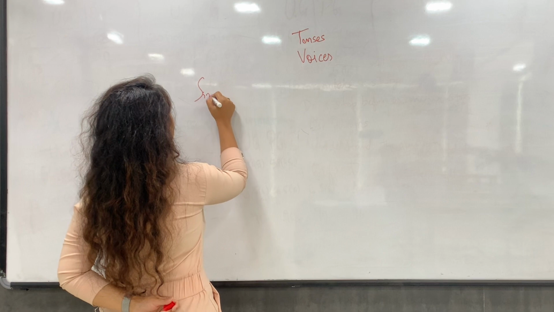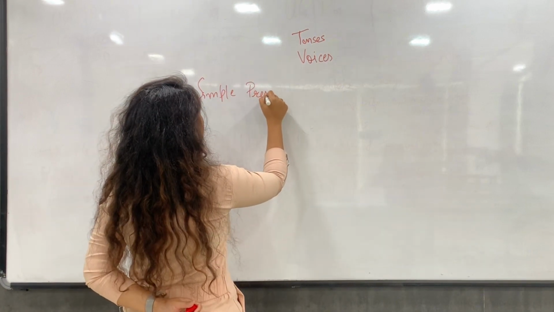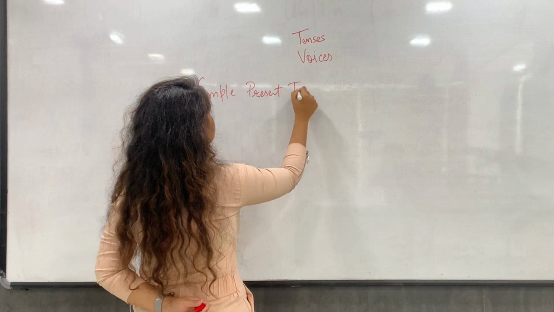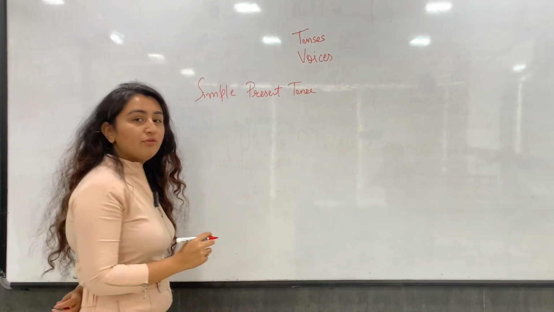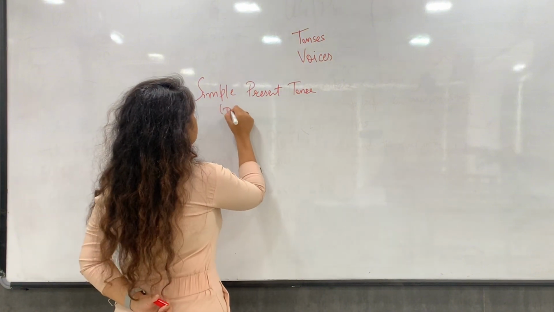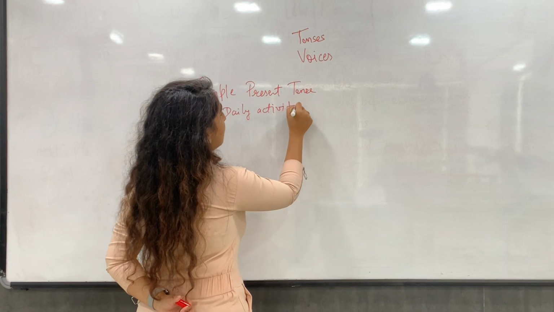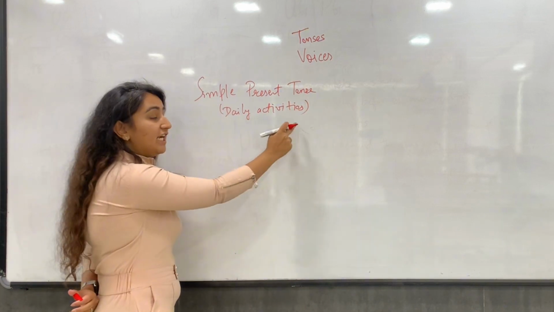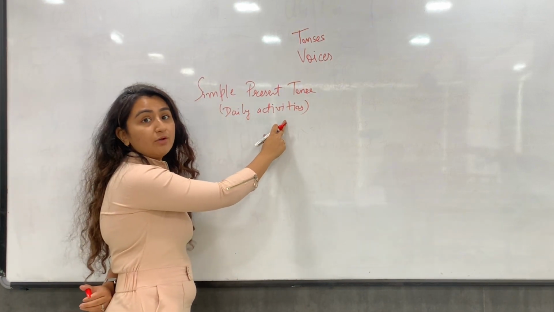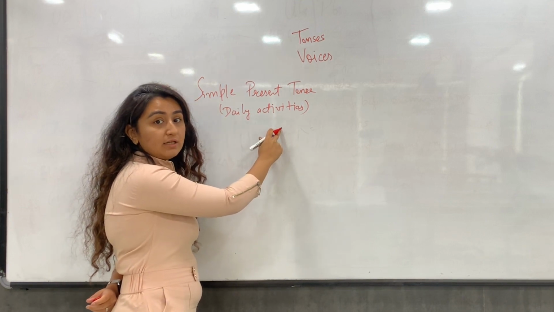So to start with, I will quickly explain. We will first start with the present simple tense. Present simple tense is used for daily activities. Use is very important. Why it is used? A particular tense, it is very important to note why a particular tense is used.